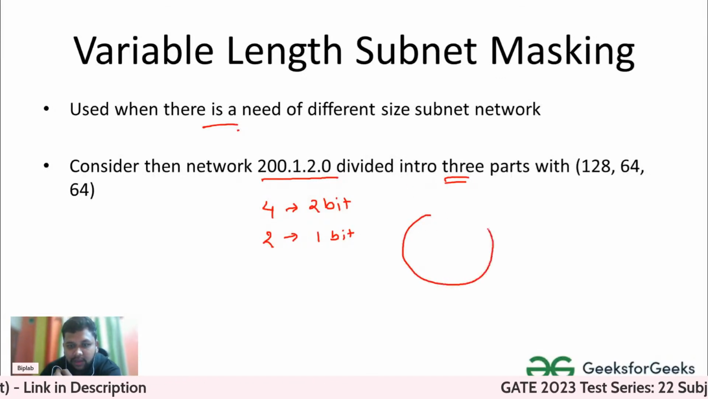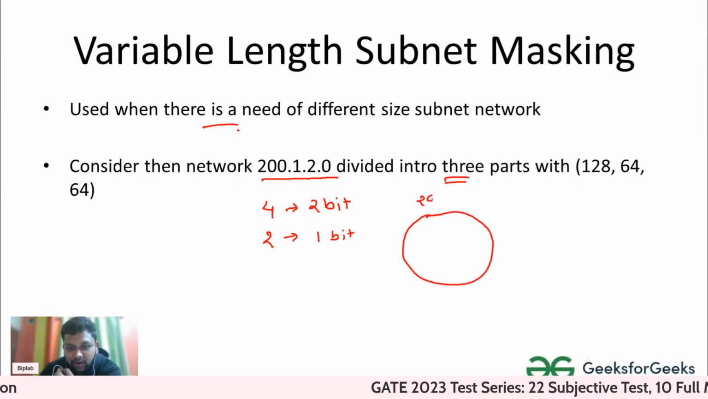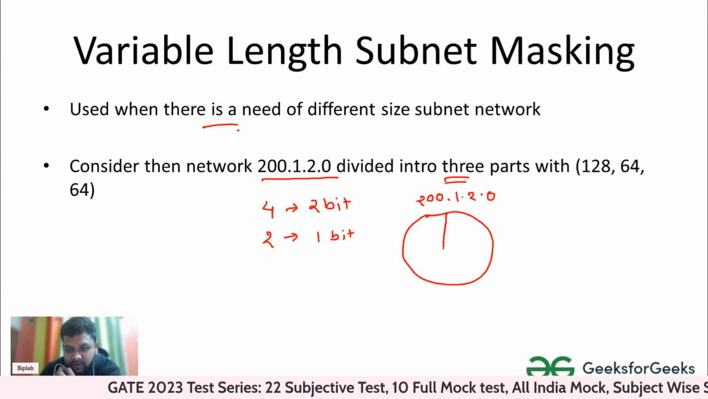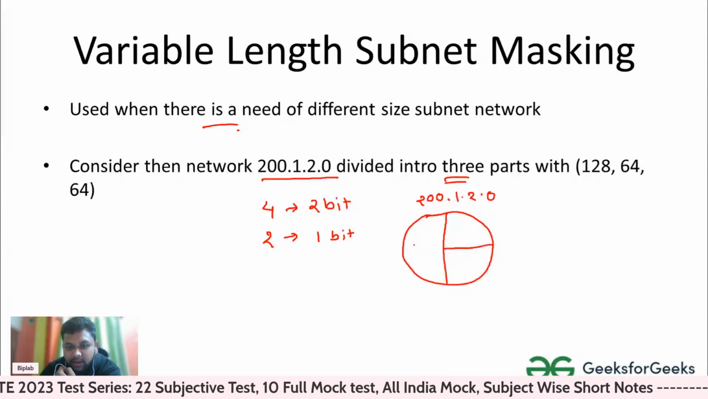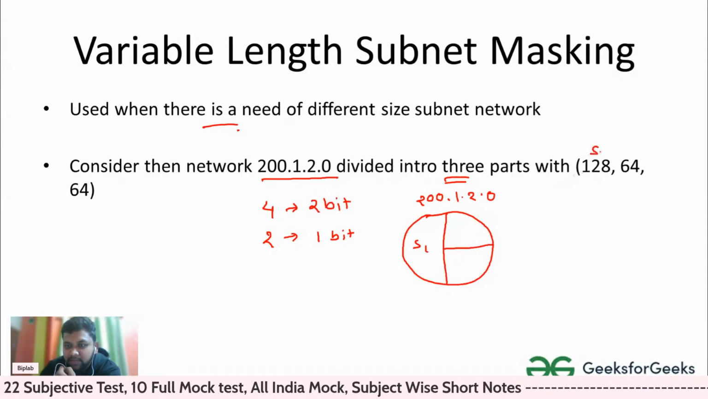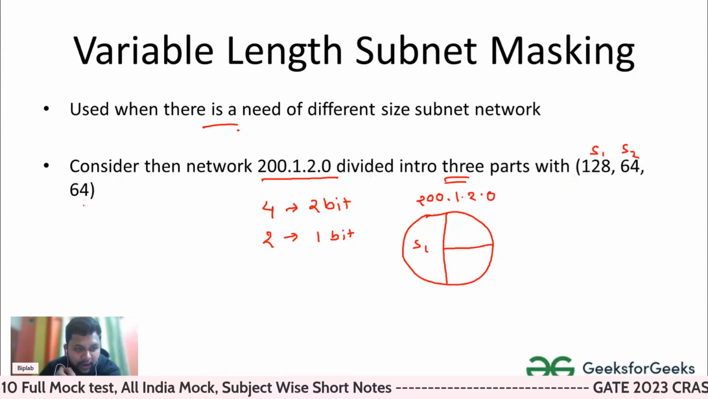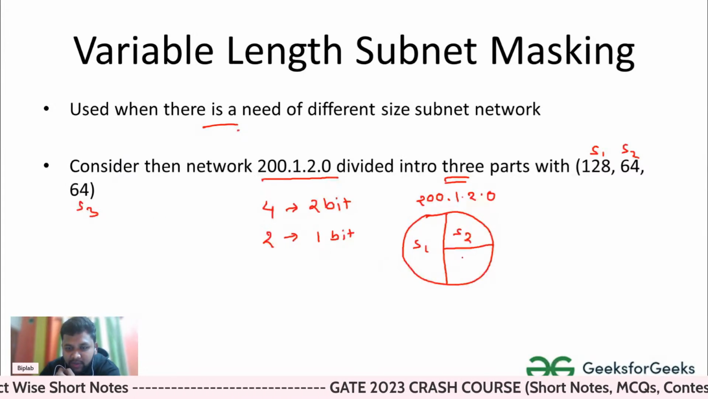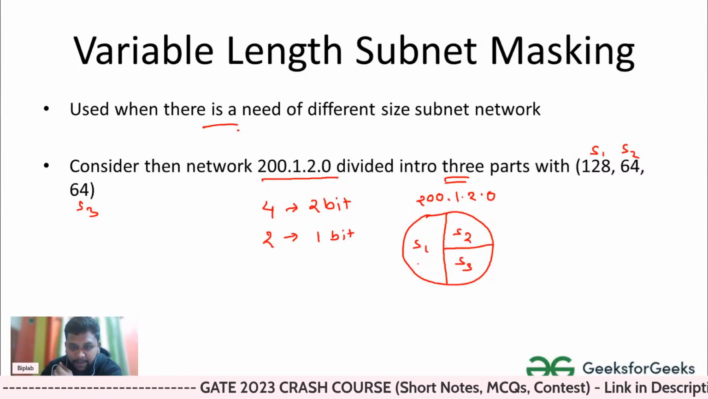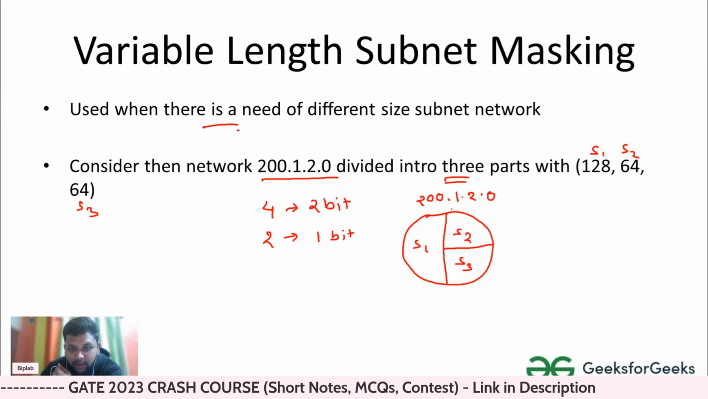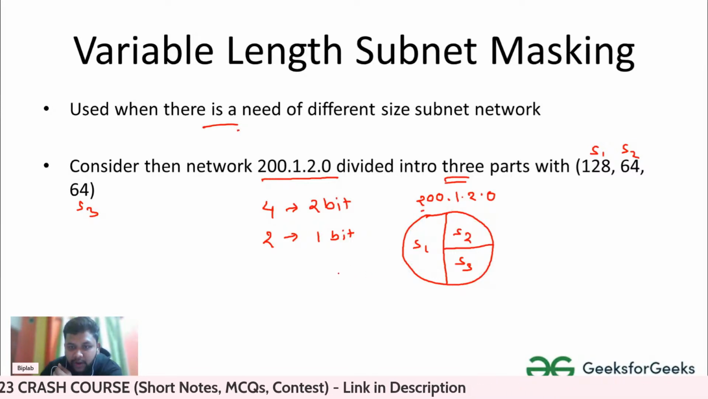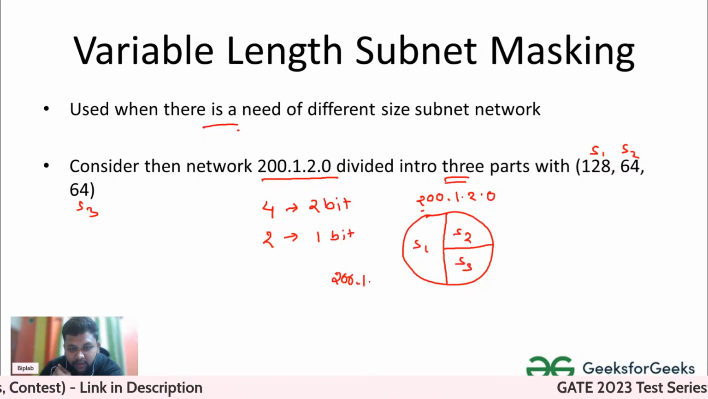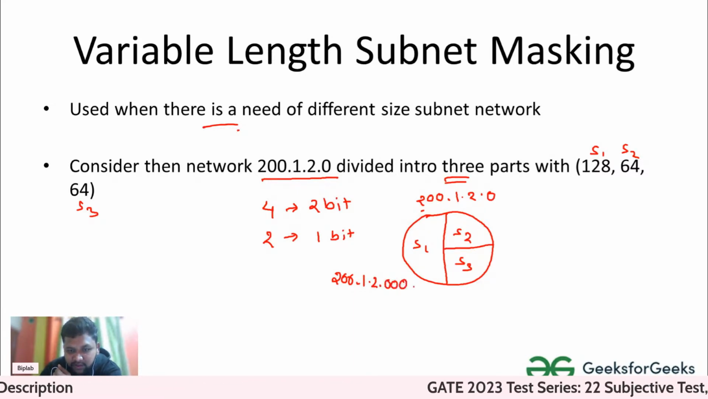So again you have this 200.1.2.0. You have to divide it into three subnets. Let's say subnet 1, subnet 2 and subnet 3. Subnet 2 is here, subnet 3 is here. Now look at this. So you have 200.1.2 dot all zeros.